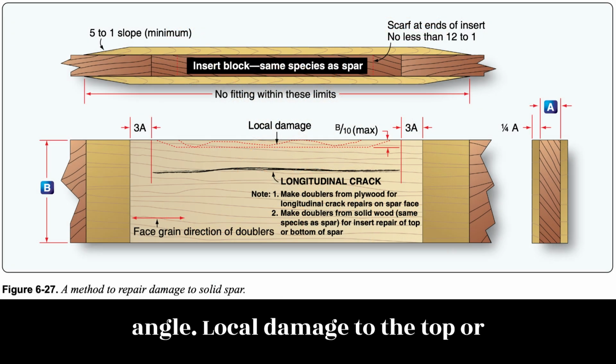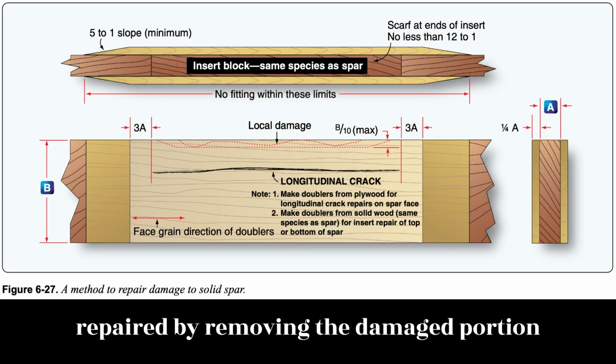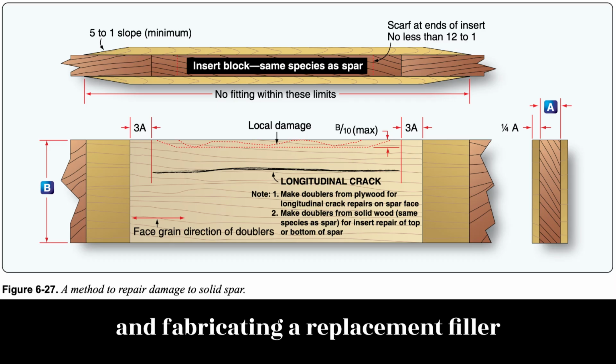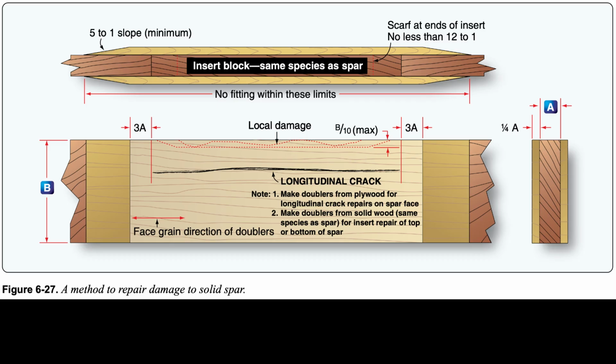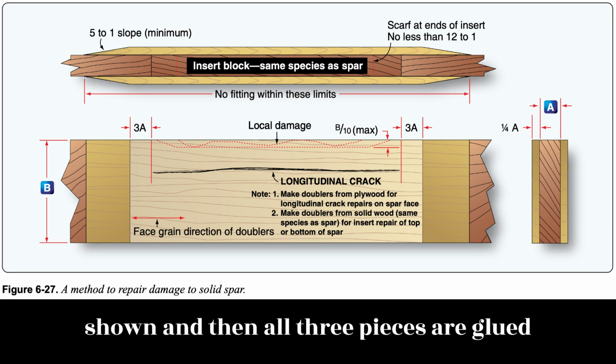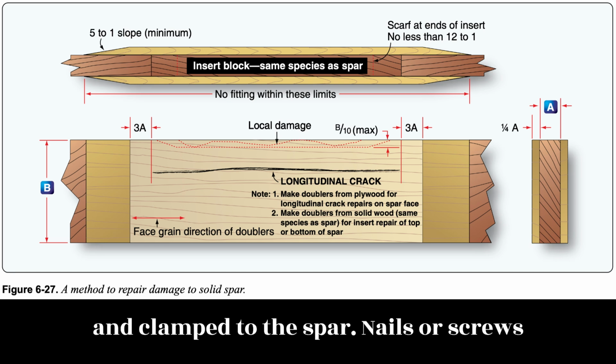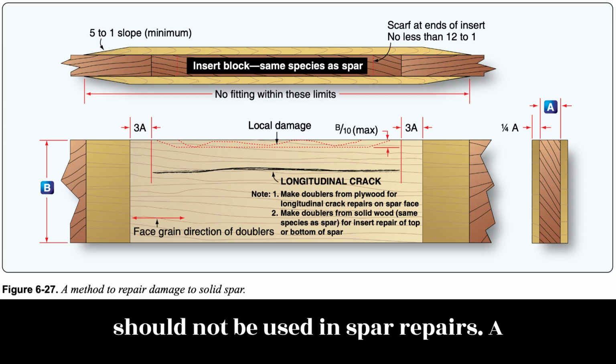Local damage to the top or bottom edge of a solid spar may be repaired by removing the damaged portion and fabricating a replacement filler block of the same material as the spar. Full-width doublers are fabricated as shown, and then all three pieces are glued and clamped to the spar. Nails or screws should not be used in spar repairs.